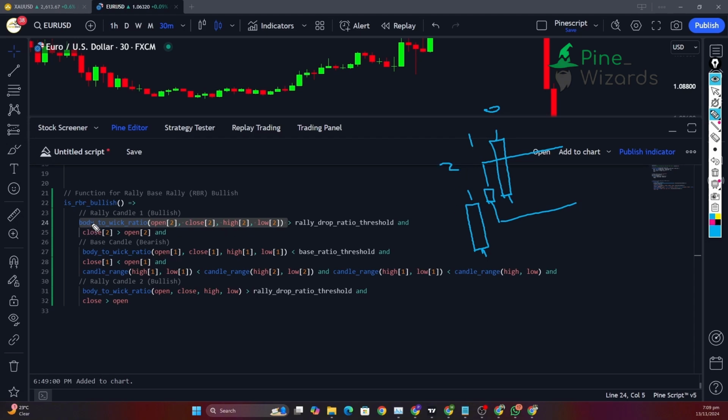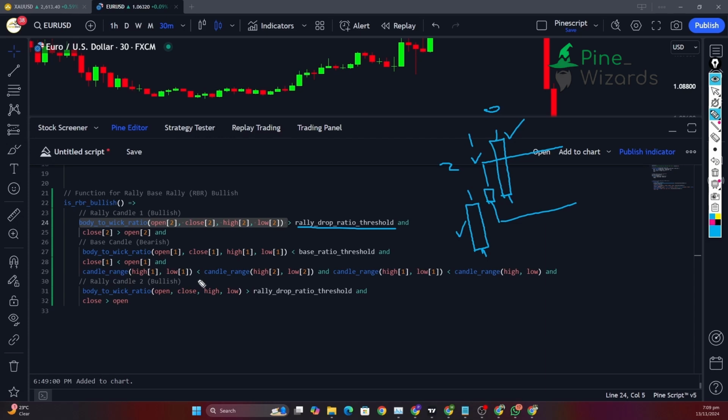So what we're saying is the body to wick ratio of this 2 candle should be greater than the rally drop threshold, that is 0.7, and the candle should be bullish. This candle should be bullish. Similarly, the body to wick ratio of this candle should be below the base region threshold, this one here. So the 1 candle should be below the base region threshold, and also it should be bearish.